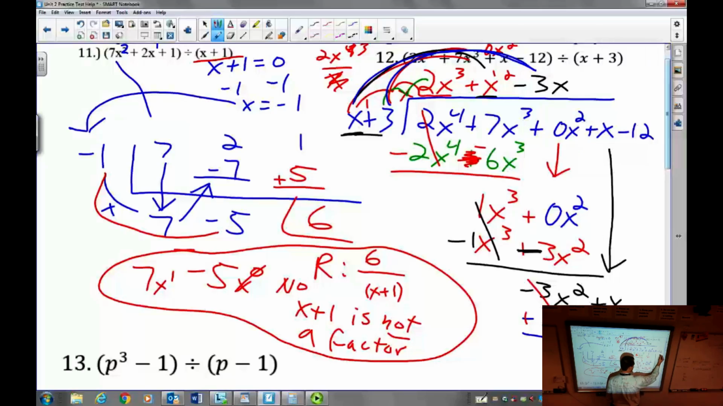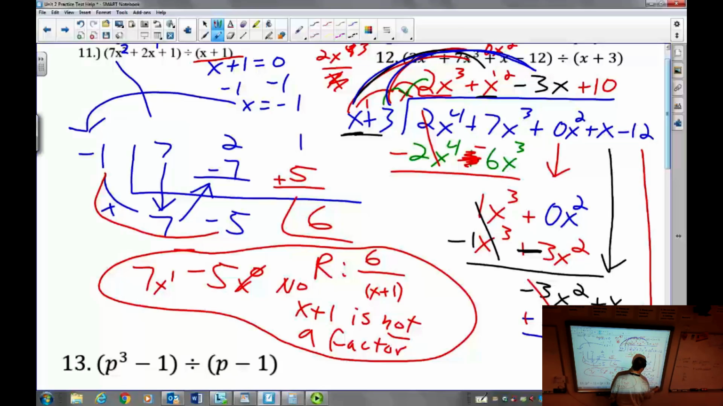Okay, last but not least, we'll bring down that negative 12. And then we're going to take x, and how does x become a 10x? Well, we multiply it with the 10. So x times 10 is 10x. And then 3 times 10 is actually 30.